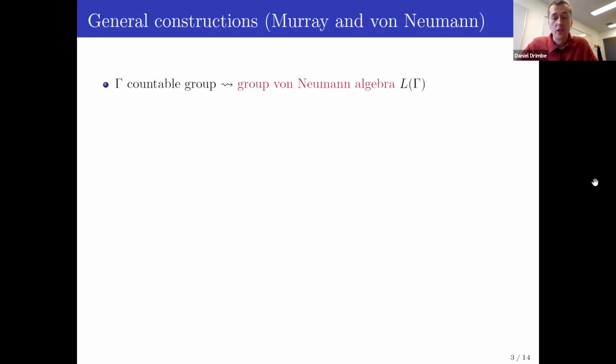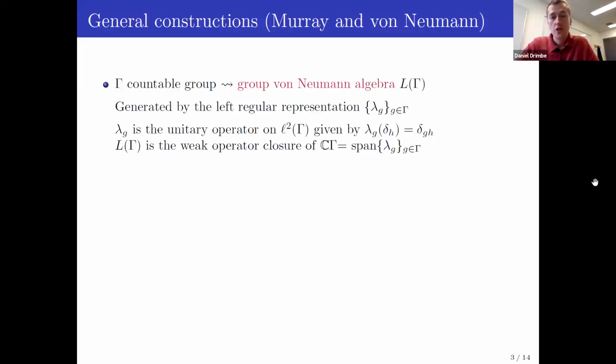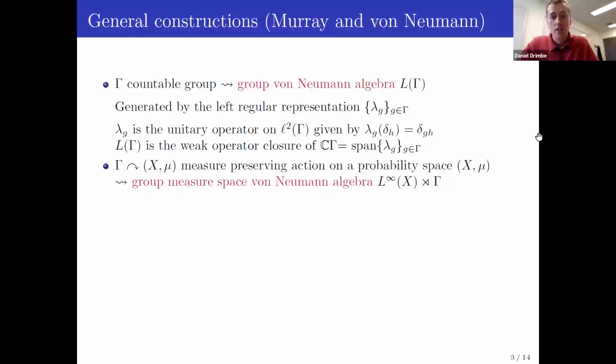Classes of von Neumann algebras that were heavily studied go back to the work of Murray and von Neumann. They showed that to any countable group, you can associate in a natural way a group von Neumann algebra denoted L(Γ). I will just quickly sketch the construction. We consider the left regular representation denoted λ_g, which acts by left shifting on the Dirac masses δ_h. If you look at the group algebra C[Γ], L(Γ) is just its weak operator topology closure.